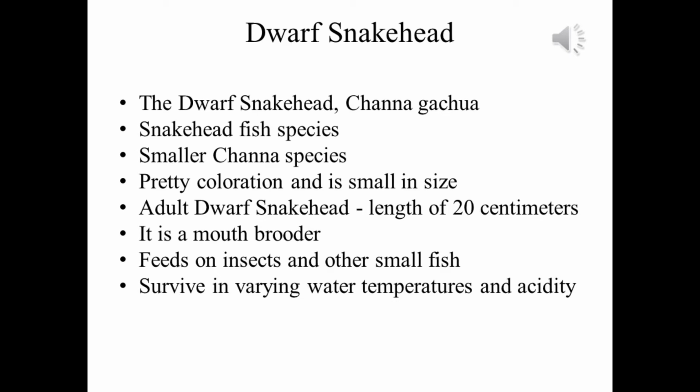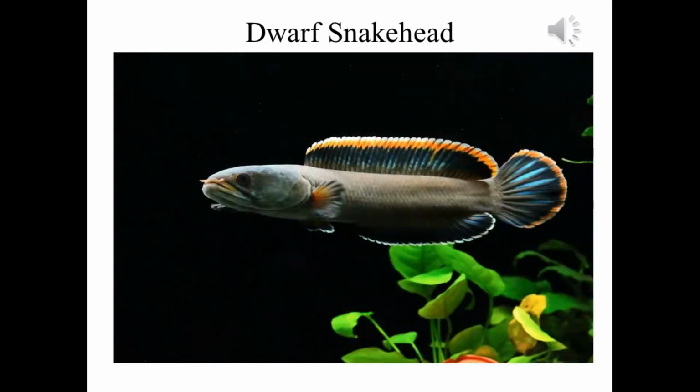The adult dwarf snakehead grows up to a length of 20 centimeters. It is a mouth brooder and feeds on insects and other small fish. Dwarf snakehead is a hardy fish which can survive in varying water temperatures and acidity. This is a picture of the dwarf snakehead fish. So you can see how beautiful these fishes are. These all are created by Allah, not other than Allah.